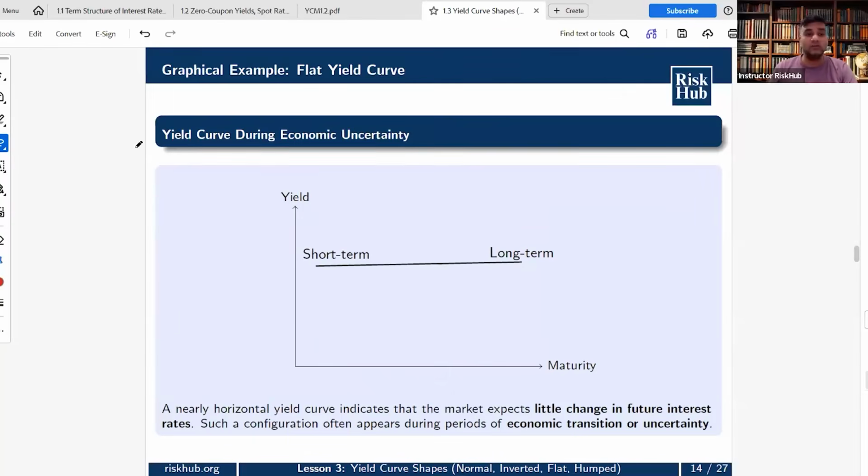Then we go to slide number 14, which is a graphical example: flat yield curve during economic uncertainty, yield versus maturity, short term versus long term. The nearly horizontal yield curve indicates that the market expects little change in future interest rates. Such a configuration often appears during periods of economic transition or uncertainty.